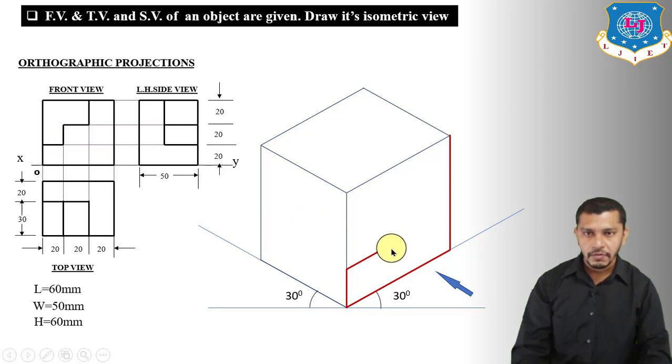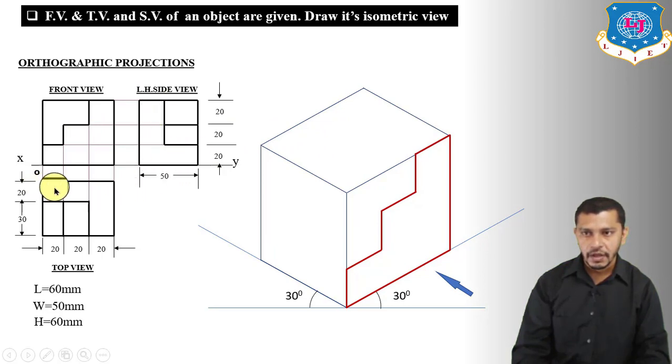Now from this point, we have to go upwards 20 mm parallel to this edge. Now from this point, we go upwards again 20 mm parallel to this edge, and connect this point and this point, and we will get this particular edge over here. Now in the left hand side view and in the top view, we will draw the second part of the object. So in the left hand side view, we will draw the second part, and we will start with the second part.